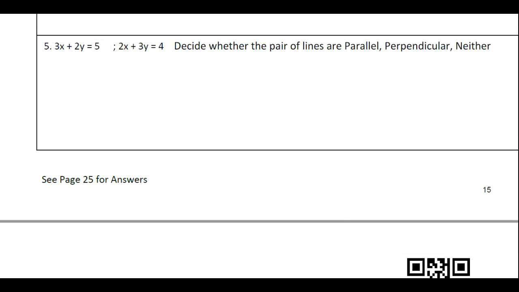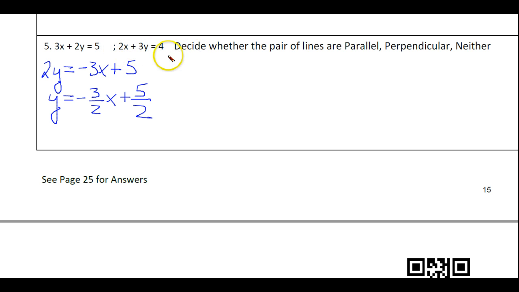And there's the last one. We'll give you some time, but we're going to solve for y. So 2y equals negative 3x plus 5. Divide everything by 2. Y equals negative 3/2 x plus 5/2. Again, solve this one for y. 3y equals, transpose this, negative 2x plus 4. Divide everything by 3.